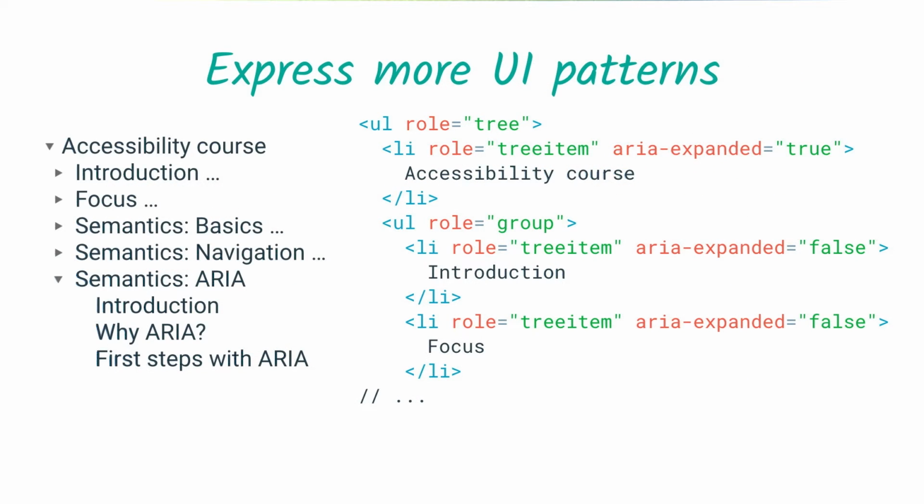ARIA can express semantic UI patterns which don't exist in HTML. This is where ARIA really comes into its own. The checkbox example is really reinventing the wheel. It's probably more work to create a fully accessible custom checkbox than to add custom styling to a native checkbox. But in many cases, ARIA allows us to create accessible widgets, which would not be possible using plain HTML.